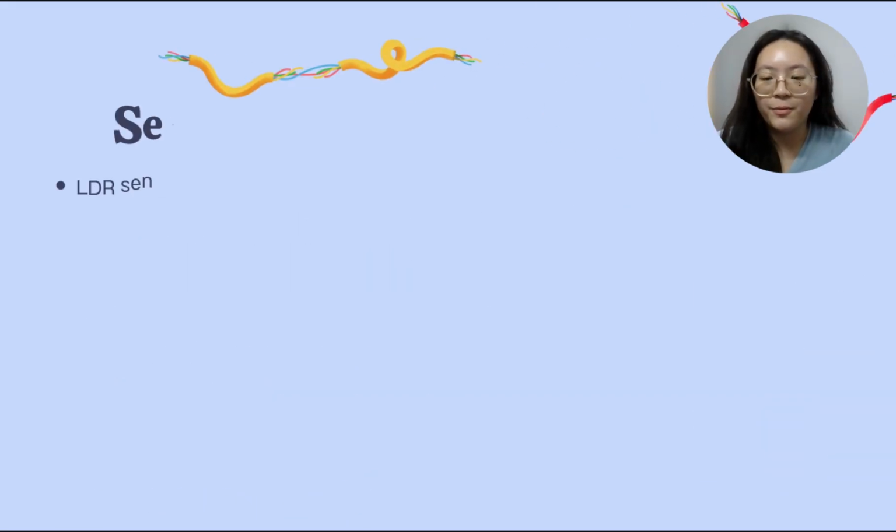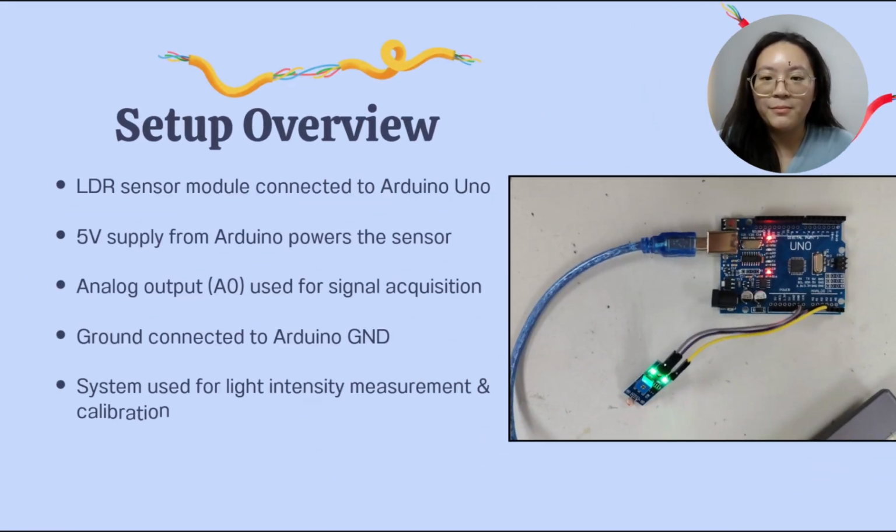For the setup overview, in the experiment setup, the LDR sensor module was connected to an Arduino Uno. The Arduino provided a 5-volt power supply to the sensor, and the analog output pin A0 was used to acquire the signal, while the ground pin was connected to the Arduino ground. This setup allowed us to measure and calibrate the light intensity detected by the LDR.